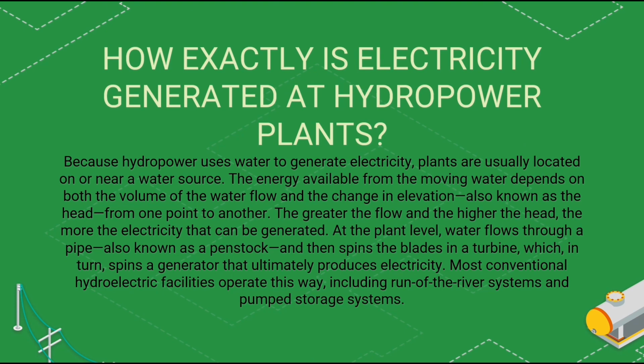At the plant level, water flows through a pipe, also known as a penstock, and spins the blades in a turbine, which in turn spins a generator that ultimately produces electricity. Most conventional hydroelectric facilities operate this way, including run-of-the-river systems and pumped storage systems.